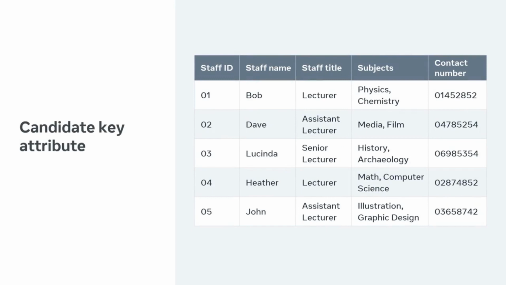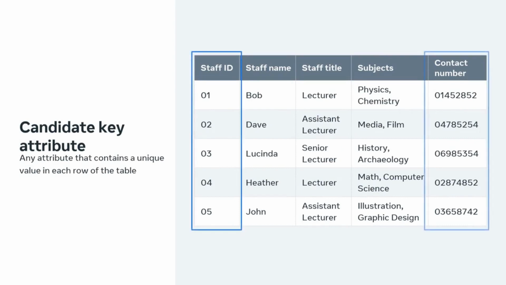There's also the candidate key attribute. This is any attribute that contains a unique value in each row of the table. In the case of the staff table, both the staff ID and contact numbers are examples of candidate keys.